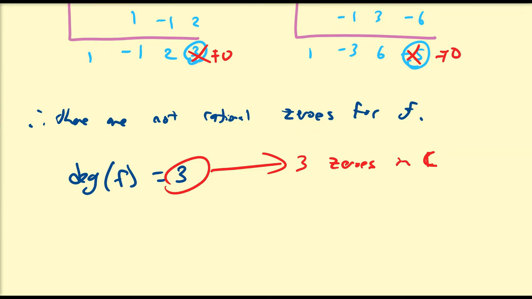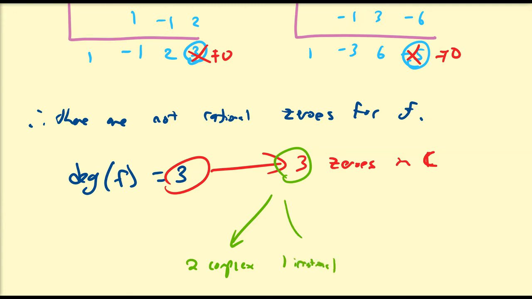So if that is the case, then that means these 3 zeros could come in one of a few ways. So you could have, say, 2 complex zeros. Remember, complex zeros come in pairs if the coefficients are real. So 2 complex and 1 irrational.